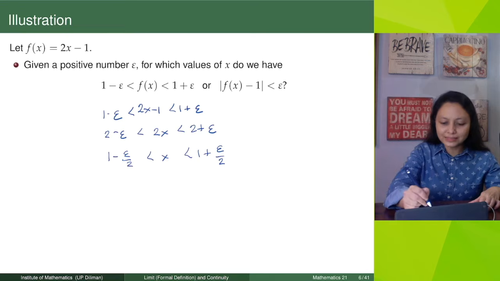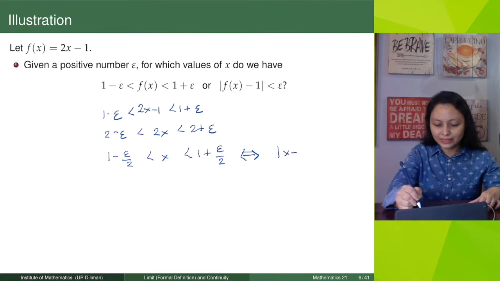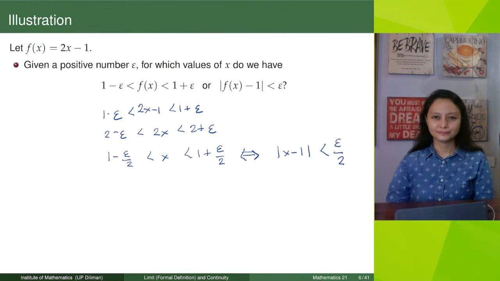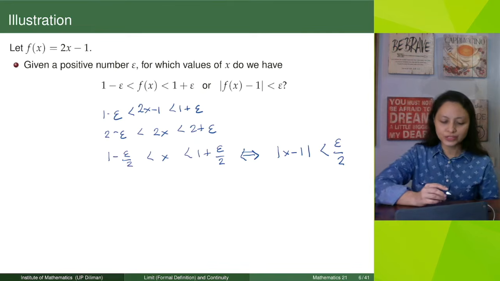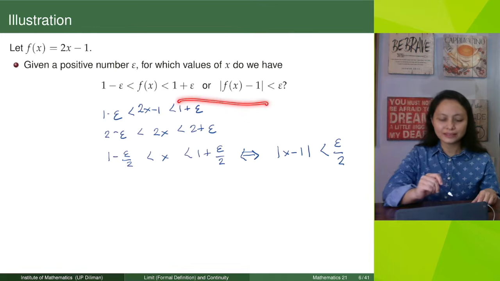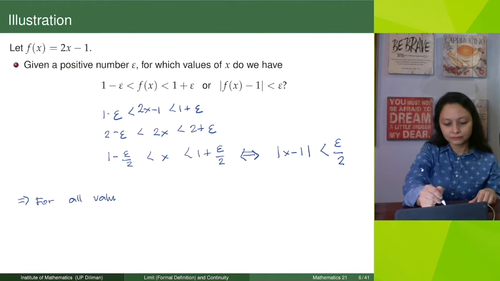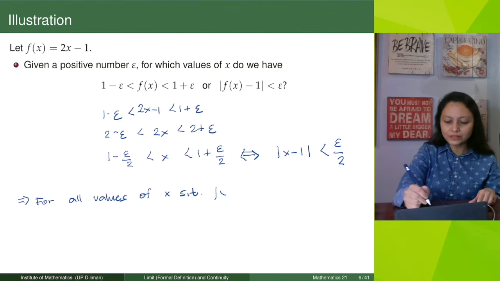Now we can write this in terms of absolute value. So this is equivalent to saying that the absolute value of x minus 1 is less than epsilon over 2. So to answer the question, for which values of x do we have this inequality? We say that the inequality holds for all values of x such that the absolute value of x minus 1 is less than epsilon over 2.